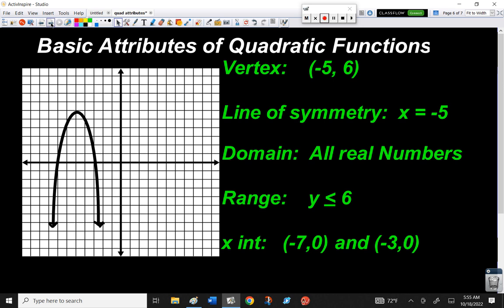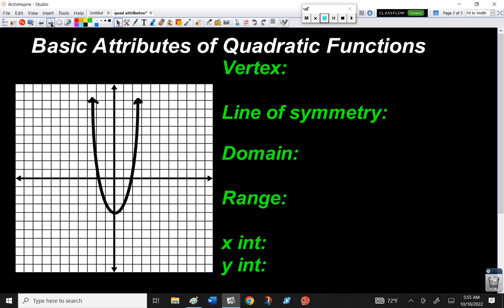Now we're going to go ahead and go to the next graph. I'd like you to go ahead and copy this down. Label the vertex, the line of symmetry, the domain, the range, the x-intercepts, and the y-intercept. Go ahead, pause the video, and answer this and draw this graph.